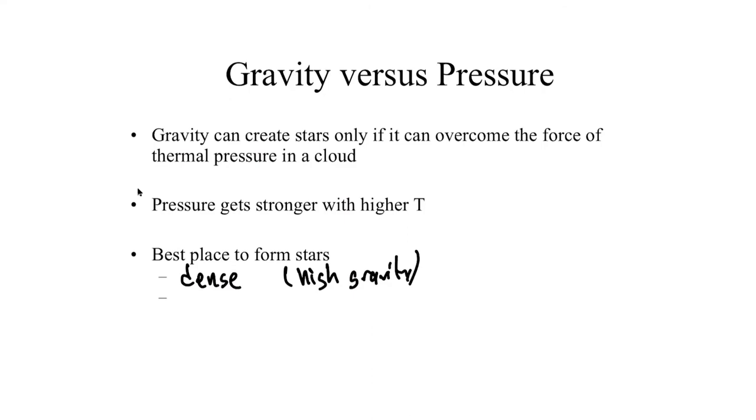And you also need very cool regions, very cold regions, because the colder the gas is, the smaller the pressure will be, and the more likely it is that gravity will be able to overcome. So if you have a gas that's sitting there that is dense and cold, you have a chance to have gravity beat pressure and actually have this thing collapse and form a star.